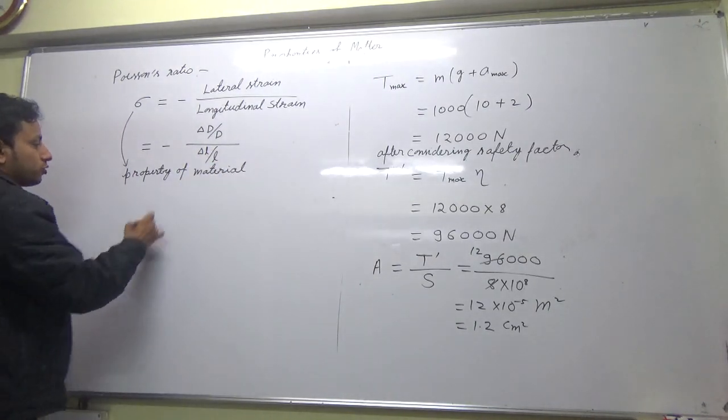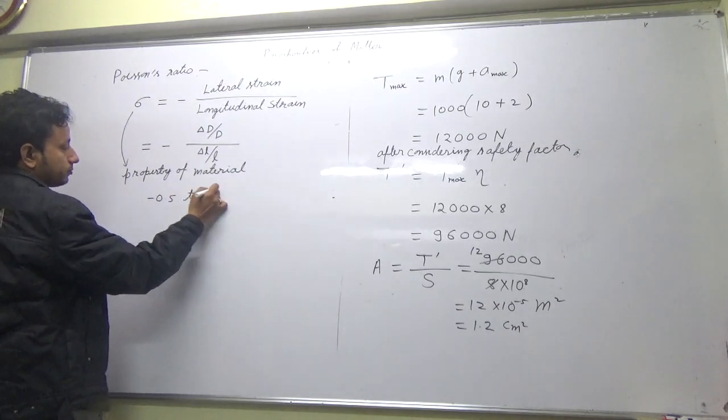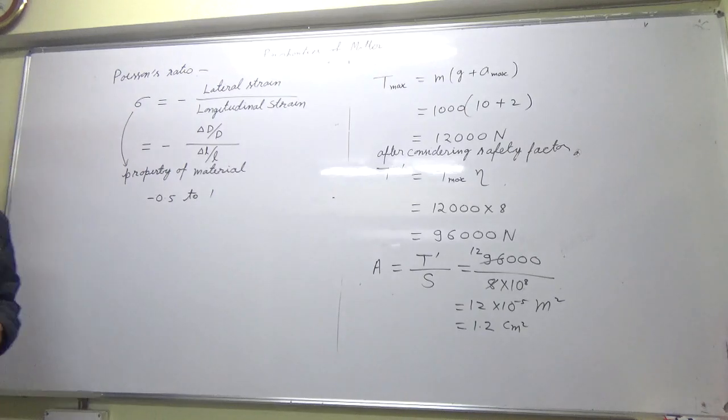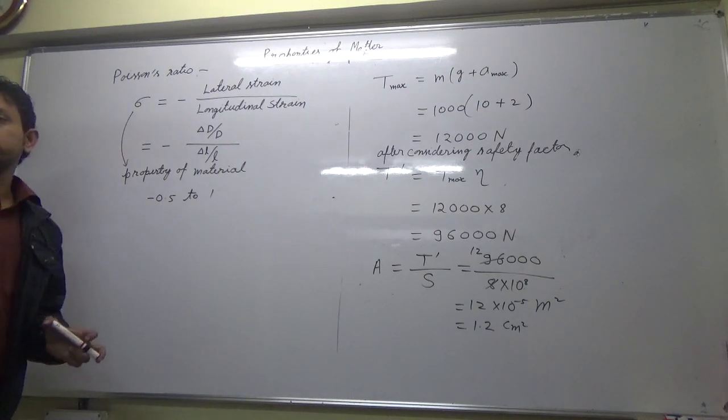Its value ranges from minus 0.5 to 1. Okay, minus 0.5 to 1. Why are we getting minus? Because for some materials we have an increase in diameter even with the increase of length, but generally it is not there. It is only for some materials. Okay, this is the longitudinal strain.